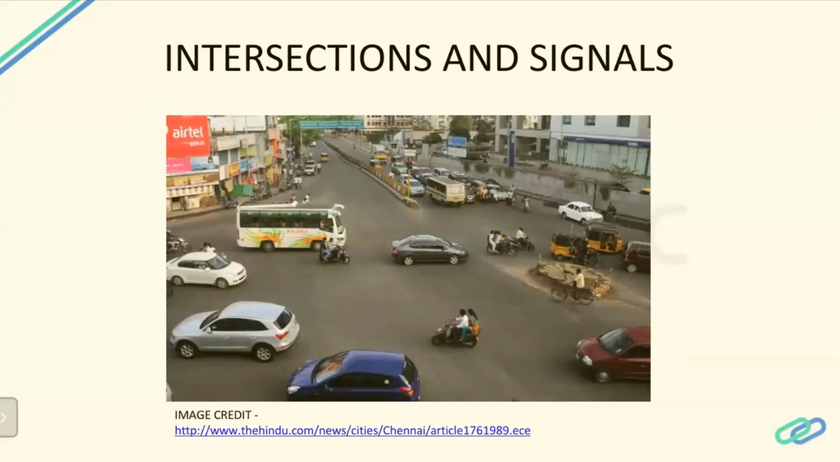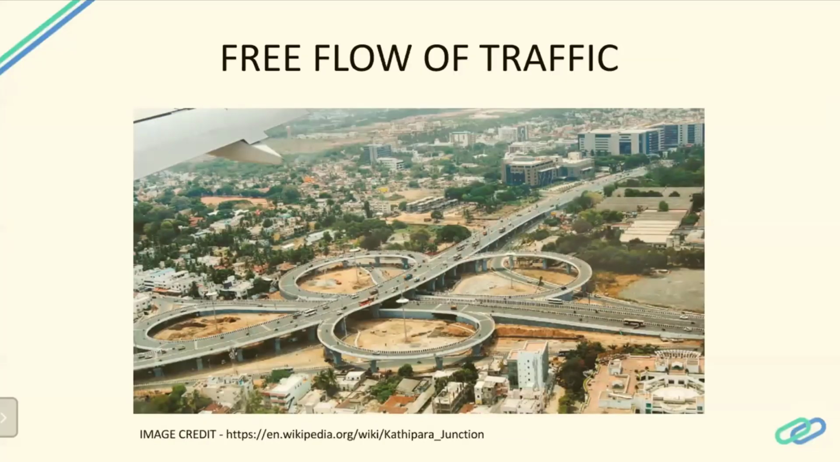The solution is we have to provide bridges at these junctions. For providing free flow of traffic, we need a bridge like this. Can anyone remember what bridge this is? Yes, this is the famous Kathipara bridge at Chennai. Before the construction of the bridge in 2002, there used to be a signal, and people had to wait for 30 to 40 minutes to move out of the city. After this bridge was constructed, you can see there is a free flow of traffic. On all four sides, vehicles can move in and out, and there is no stopping. So that is the need for bridges.